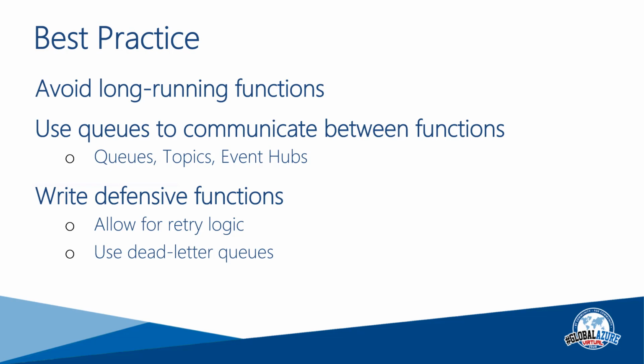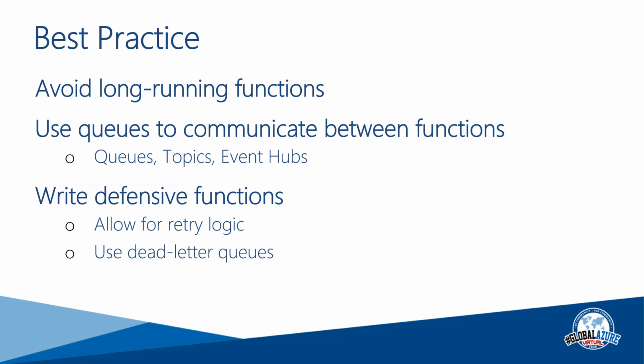And then we want to write defensive functions. So you want to allow for retry logic. Azure Functions has built-in support when you're working with Service Bus as your trigger, that if it receives a message and then, for instance, you want to process that message by talking to SQL Server, and for some reason there's some kind of transient error with the communication, you want your function to exit with an exception. Azure Functions is going to see that your function exited with an exception, and it's going to put that message back into the queue, allowing for retry.